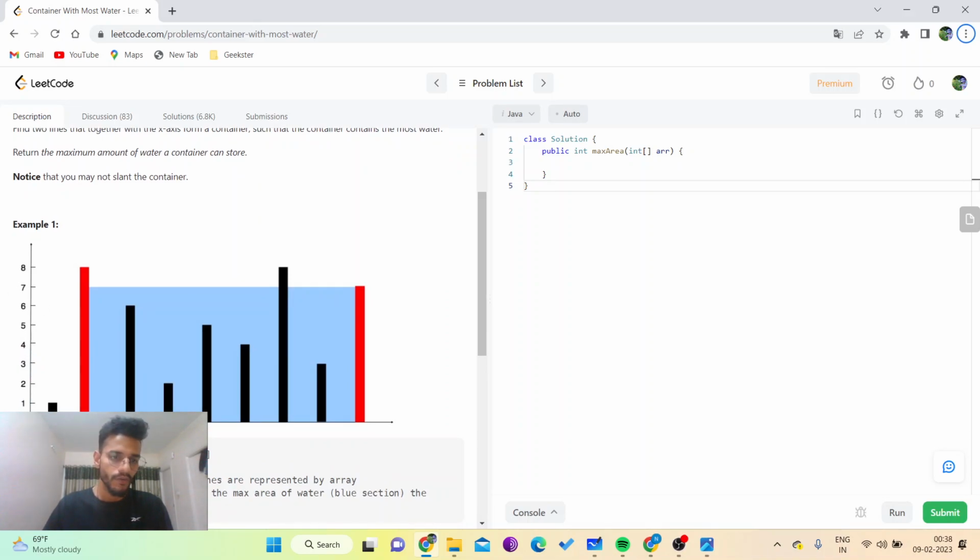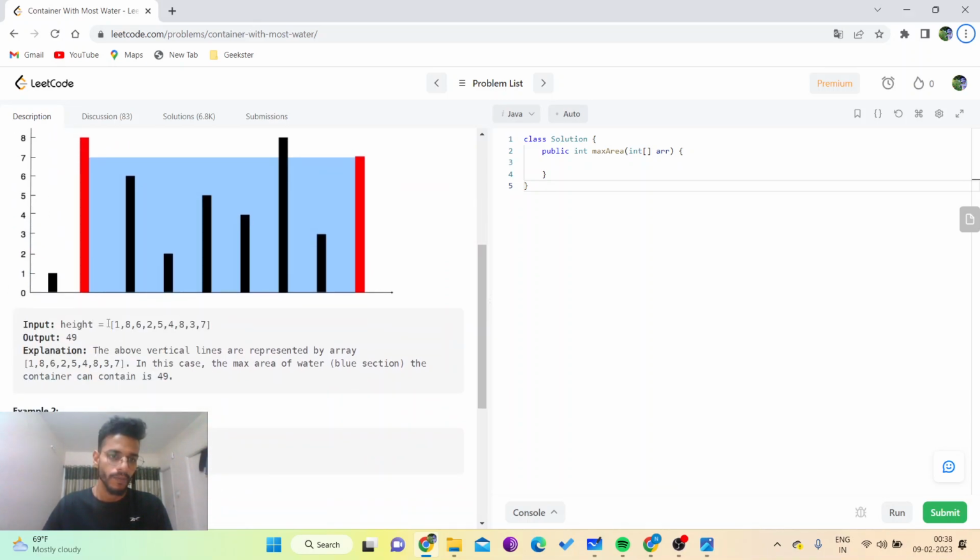Basically, we are provided with an array, and these are the heights of walls, you can say, where by using those walls we have to form a container where we can store the most water.